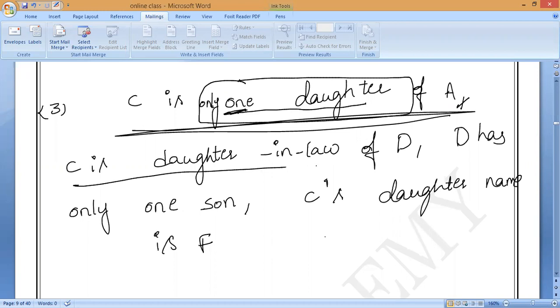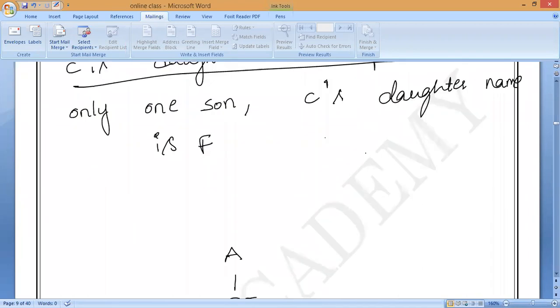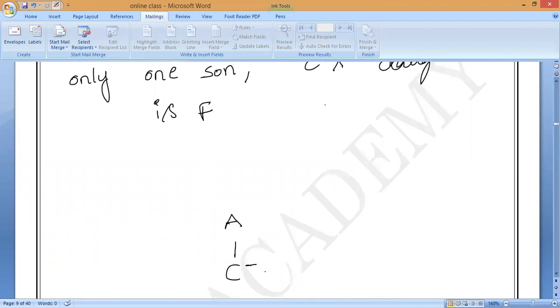C is daughter-in-law of D. It means C is married to someone. That someone is child of D, so that someone's father or mother is D. C is female. Is the person she is married to male or female? Male. C is married to him. It means this someone is husband of C.